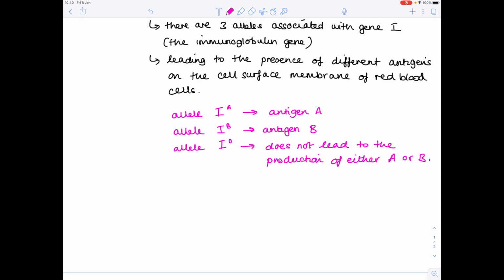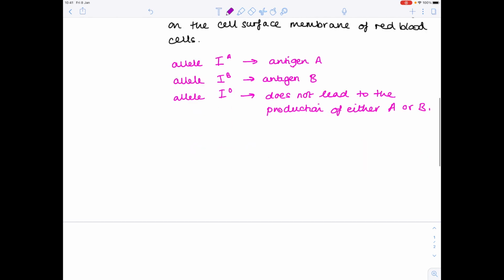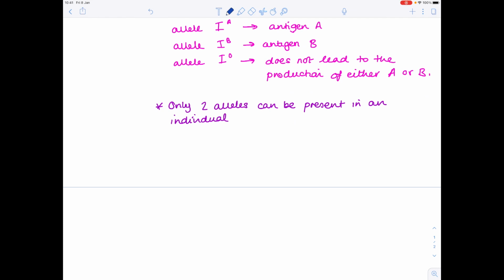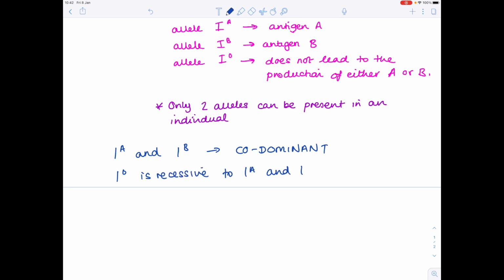Now, despite the fact that there are three different alleles, only two can be present in an individual at any one time. So only two alleles can be present in an individual. And seriously, the most important thing to take away from this video is that the alleles IA and IB are codominant, whereas O is recessive to both IA and IB, and that's going to be so important when we look at some crosses.